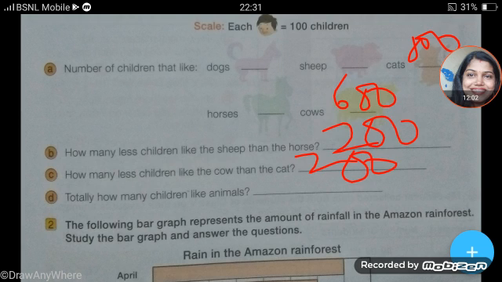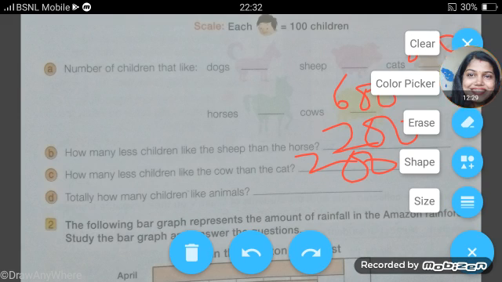So 200 students are less compared to the cat, who like cow than cat. Totally how many children like animals? So totally how many children like animals means you need to just total it up. So you can just go for totaling children.